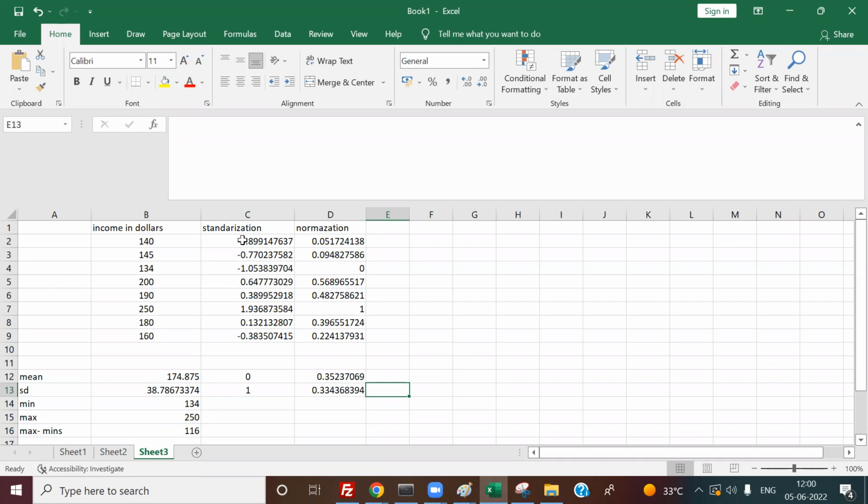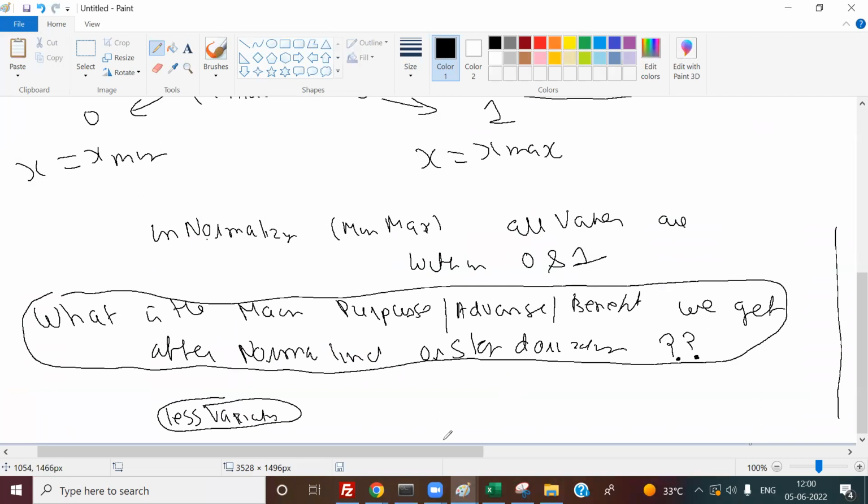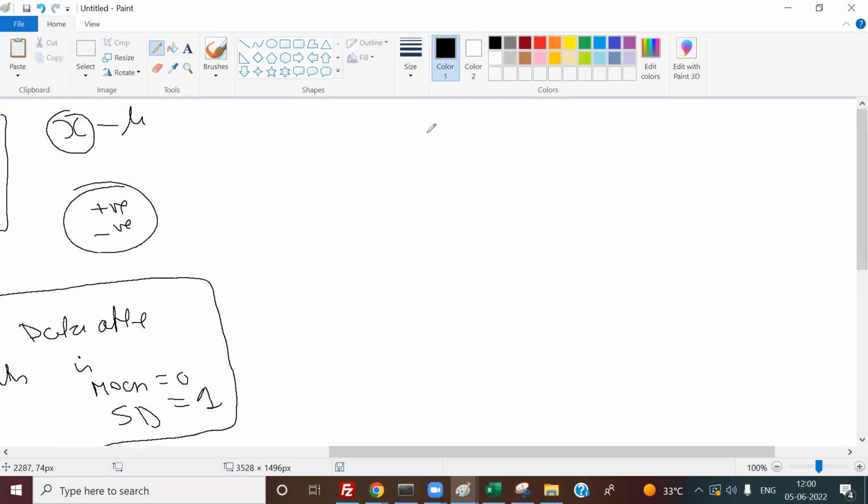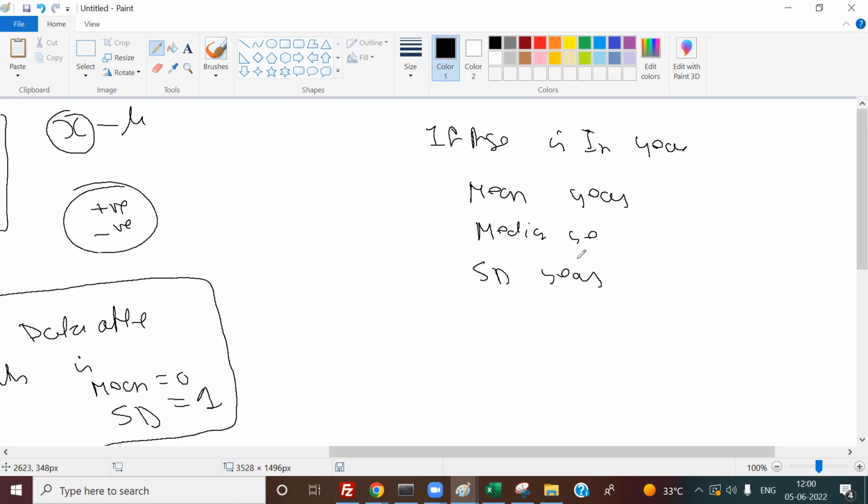डेटा तो पहले ही simplify हो गया, उसके बाद मैंने question पूछा what is the main advantage. अरे लोग pick नहीं कर पा रहे हैं, but anyway. If age is in years, then what would be the mean? Mean would also be in years, right? Median भी years में ही होगा, standard deviation भी years में ही होगा, right?